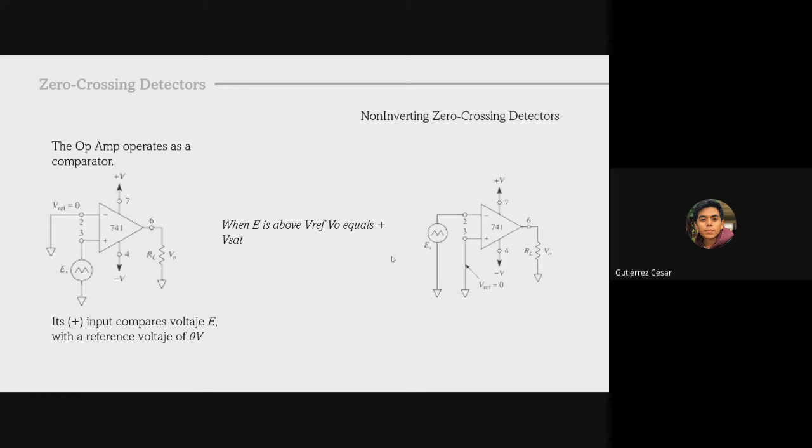Now, the zero crossing detectors. We are going to talk about the non-inverting zero crossing detectors and the inverting zero crossing detectors. First of all, the operational amplifier operates as a comparator, the one that we can see in the first image. Its positive input compares voltage EI with a reference voltage of 0 volts. And when EI is above Vref, VO is going to be equal to positive Vsat.